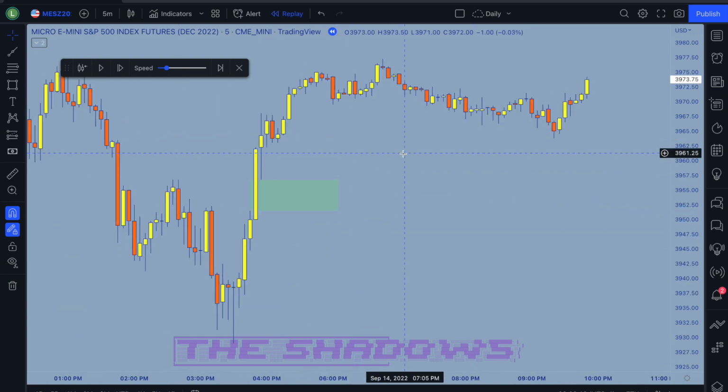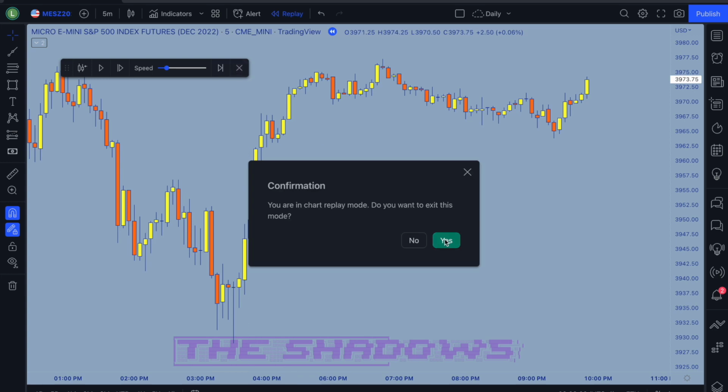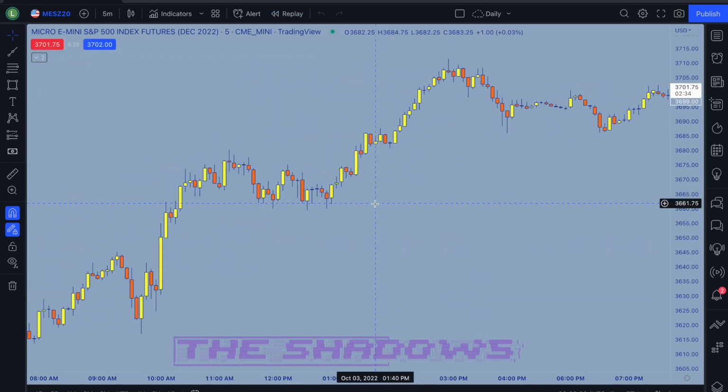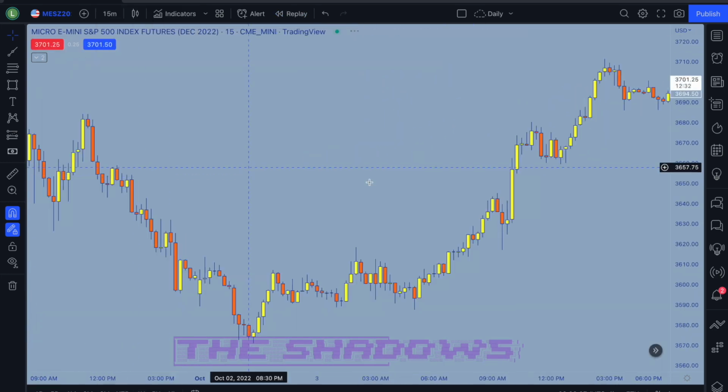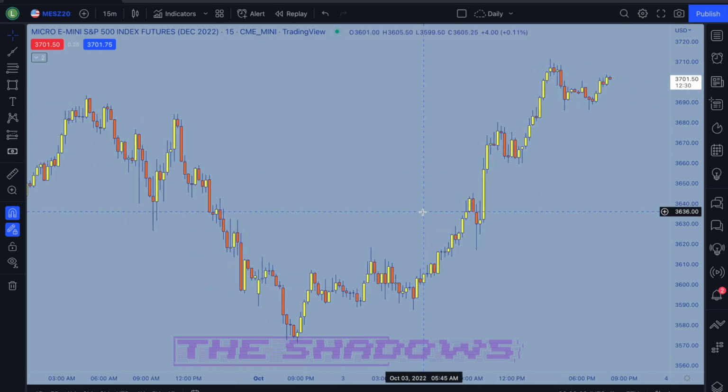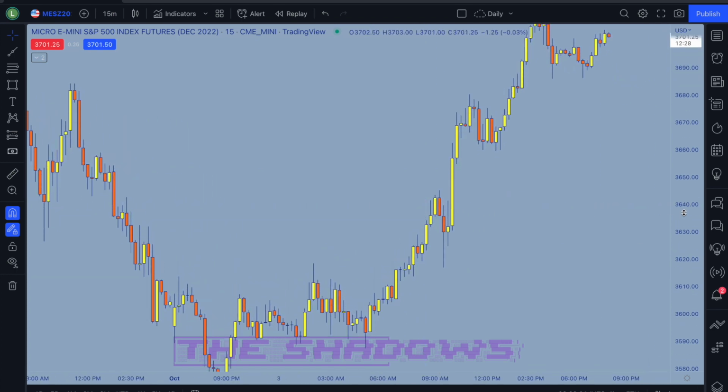With these gaps, there's a couple ways to trade them. I actually did trade one today. I will show you guys that trade. Let's get out of replay mode and go back to the 15-minute this morning. So there was a 15-minute gap here.